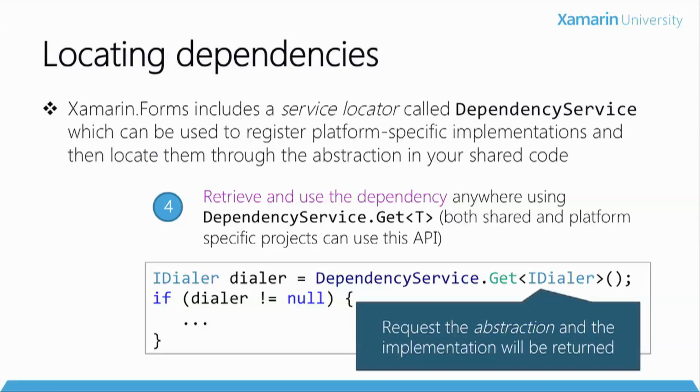What then happens is that Xamarin.Forms will look through all the classes that were decorated with the Dependency attribute and implement IDialer. And from all of these, it will pick the first one and return it. If it gets returned, then we can go ahead and interact with it. So in our case, we could check, is the dialer not null? And if it is not null, then we can call dialer.MakeCall and check the return value.